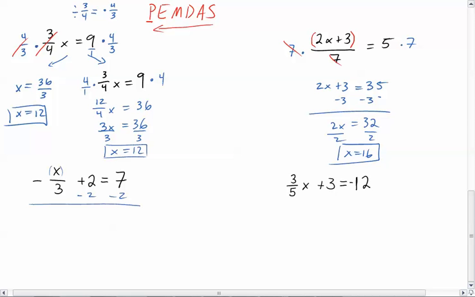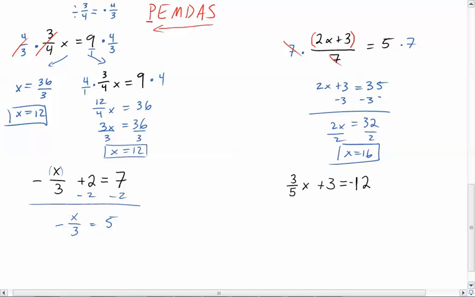Generally speaking, we're not going to move the x unless we're moving it so that it can be with other x's. Most of the time, x is just going to stay where it is. You don't need to worry about it. So negative x over 3 equals 7 minus 2, which is 5. Now at this point, you've got a negative, and you've got x over 3.